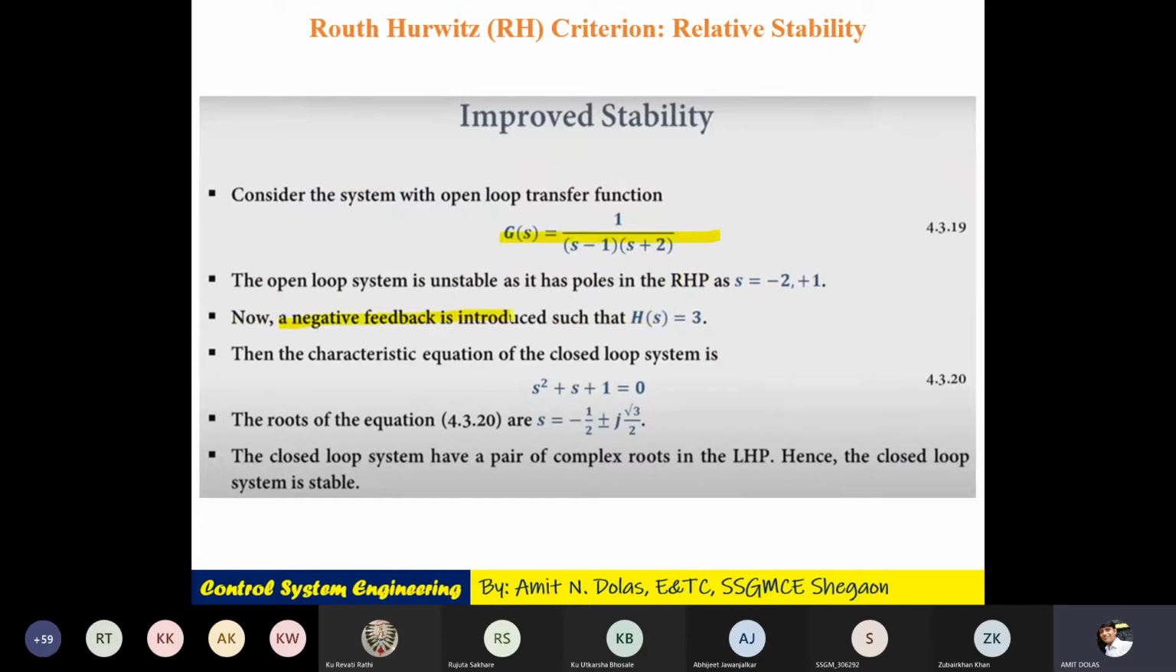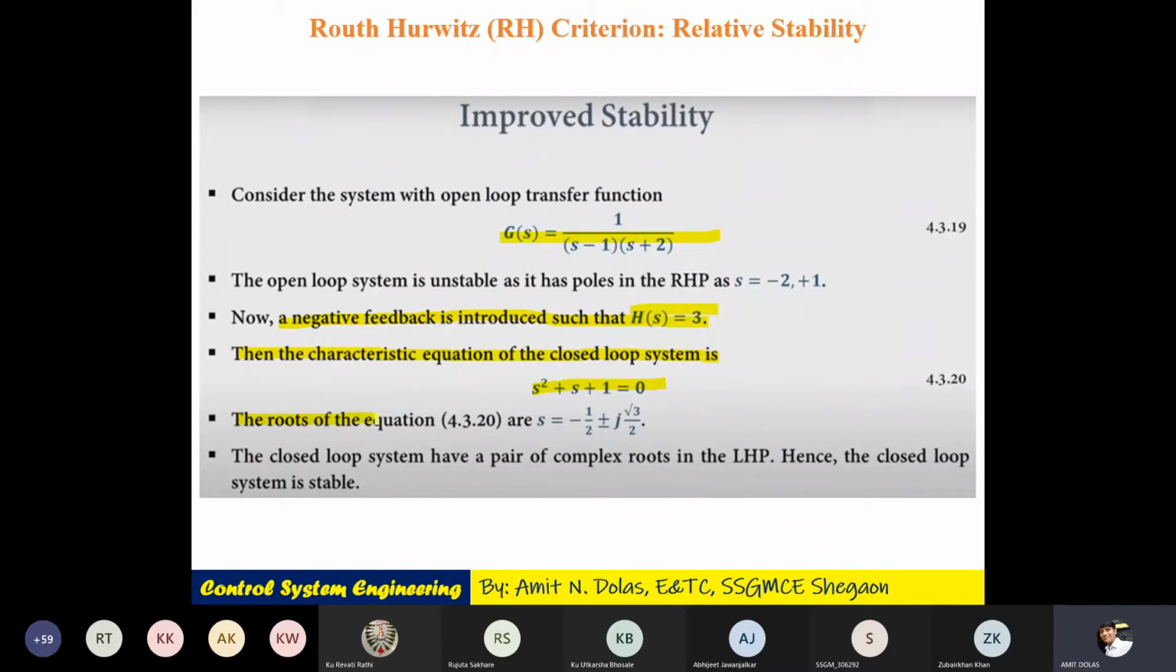So now a negative feedback is introduced such that H of s is equal to 3. So then the characteristic equation of the closed loop system is as follows. If you formulate, this is directly taken because we are just focusing on the fundamentals or concept of relative stability, so we will not go into the derivation. But if you take this value H of s is equal to 3 negative feedback, then the characteristic equation becomes s square plus s plus 1 is equal to 0.